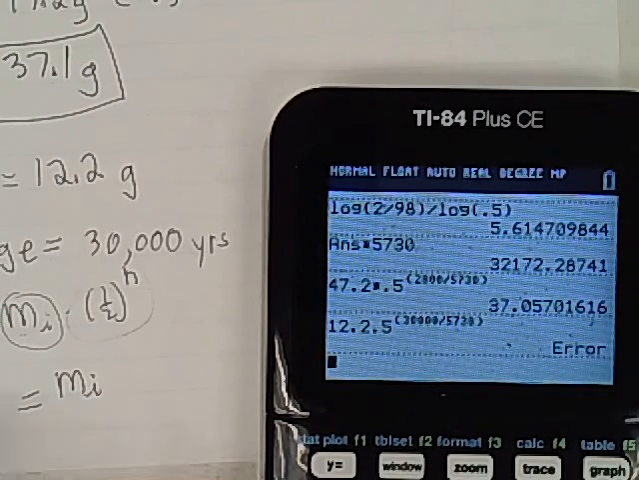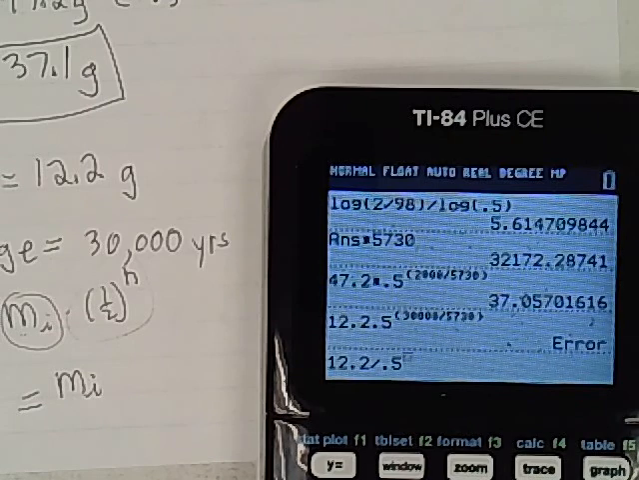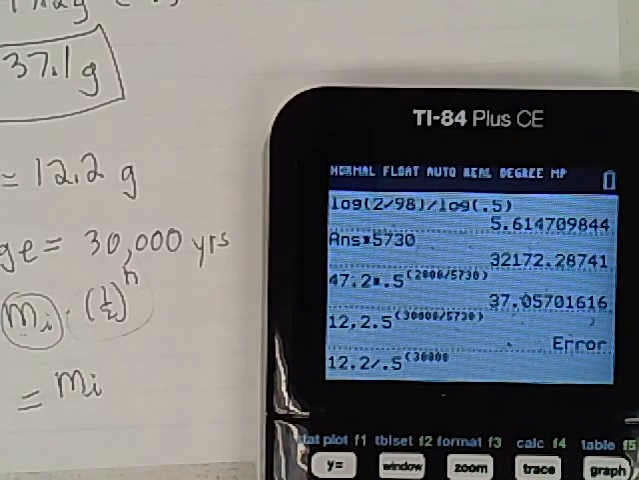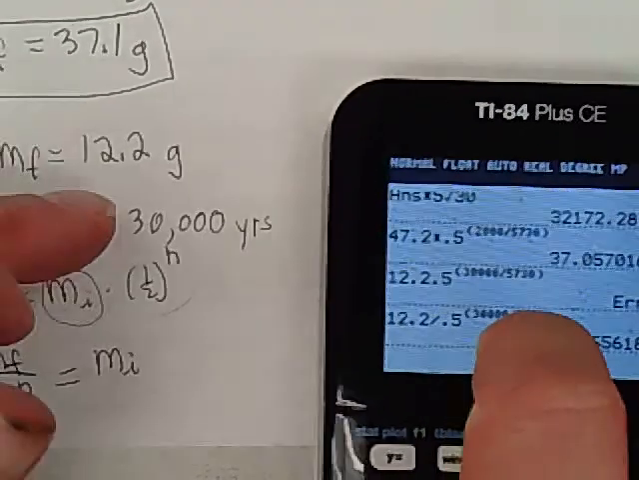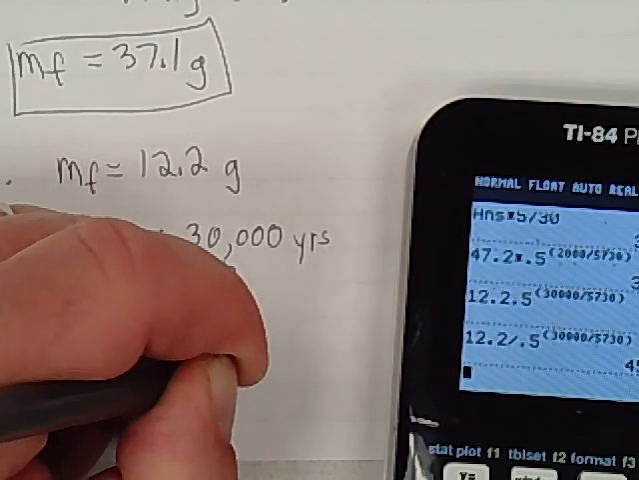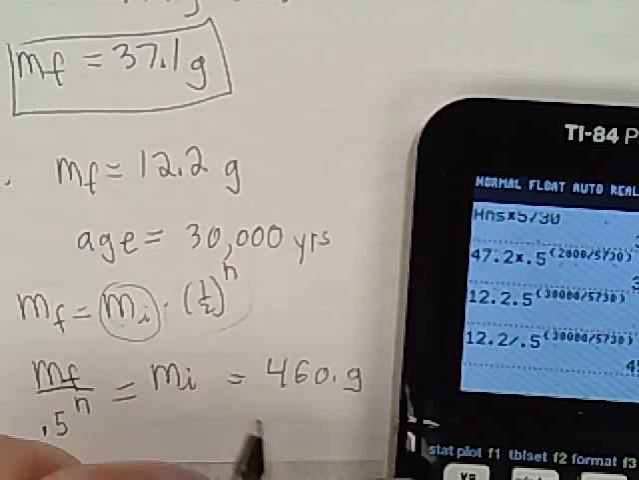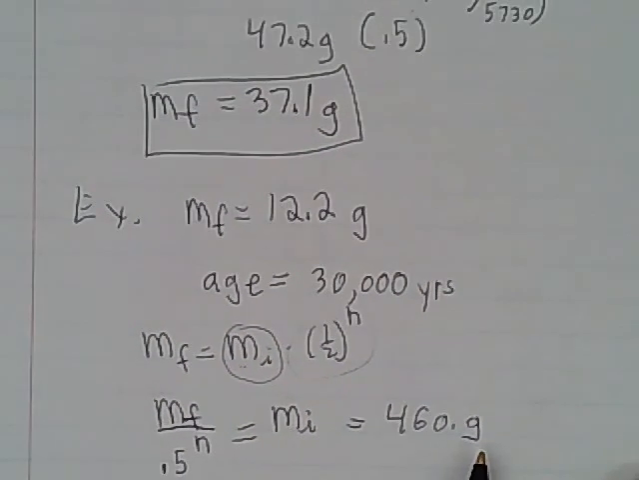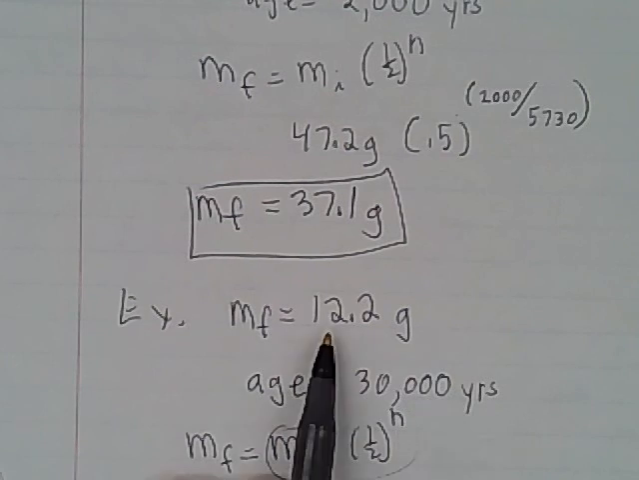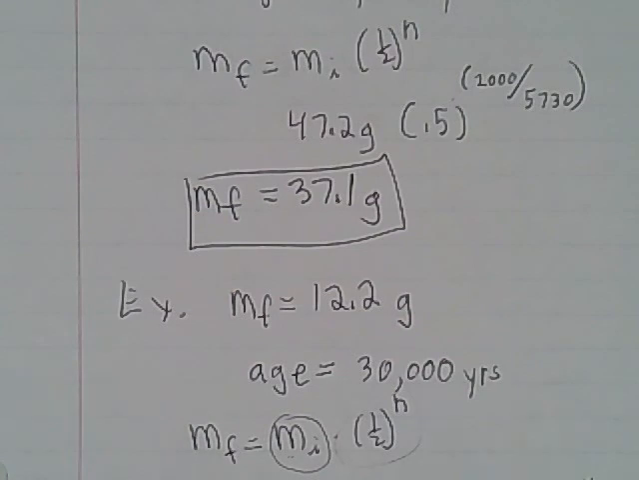Oh man, I thought I was doing so well. 12.2 divided by 0.5 raised to the open parentheses 30,000 divided by 5,730 close parentheses, enter. And there's the answer. My initial mass was 460 grams. 30,000 years in the past, I started off with 460 grams, and now 30,000 years later, I'm down to a measly stinking 12.2 grams of carbon-14 stuff. This ends this little tutorial.